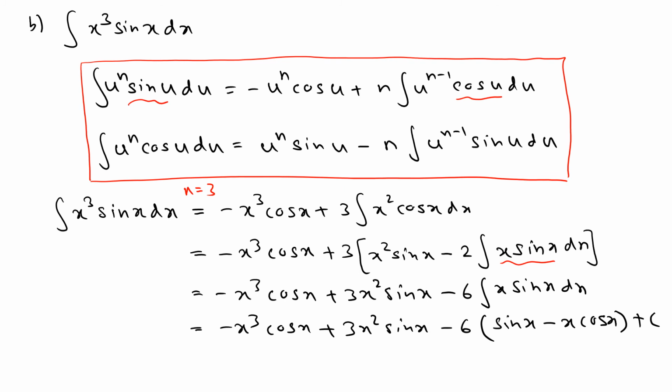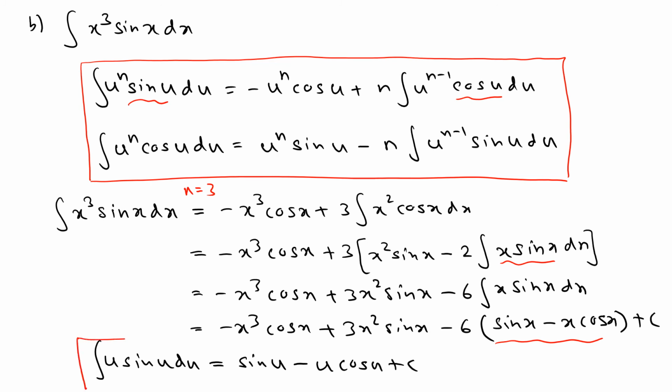So this, where this is coming from, the last one is this formula. What the formula we have is the integral of u sine u du, which equals sine u minus u cosine u plus c. So that's the formula we use for the last part. So that's what we get. Okay, so that's about that.